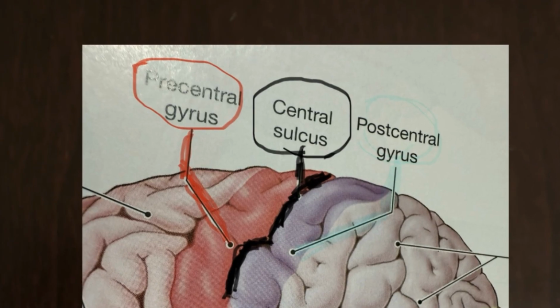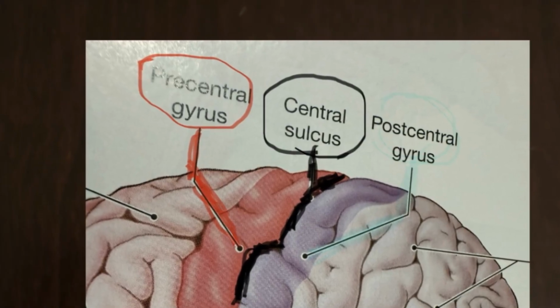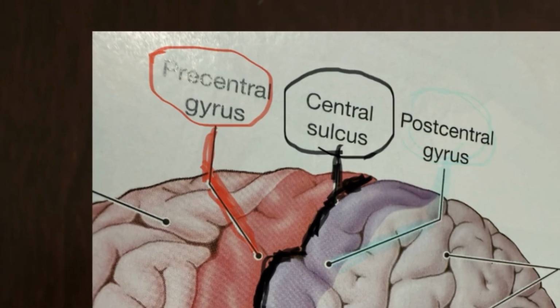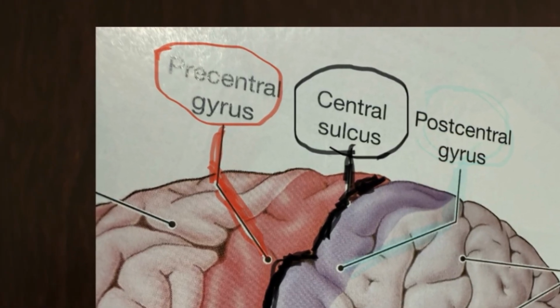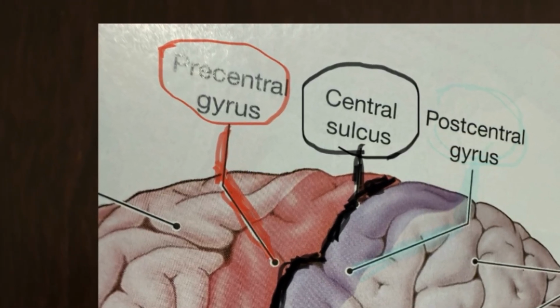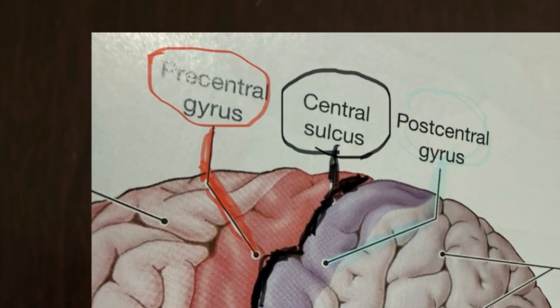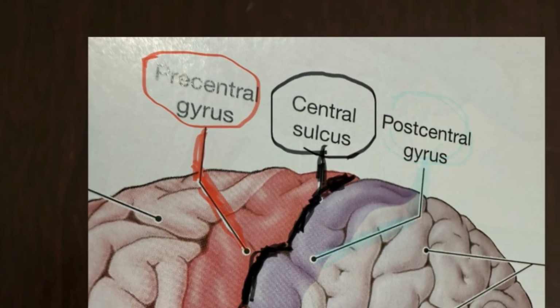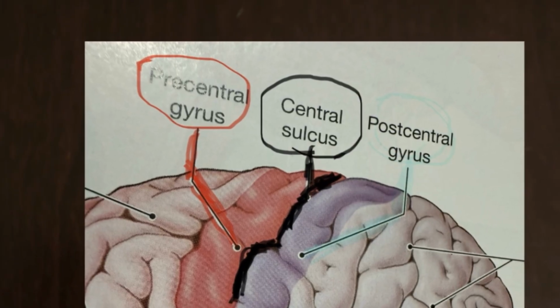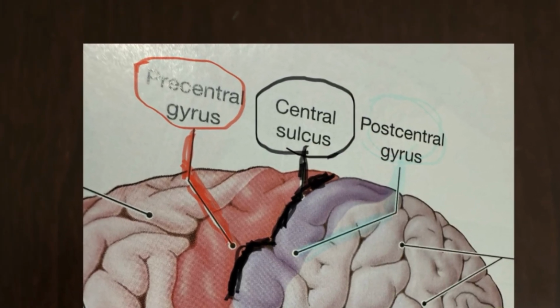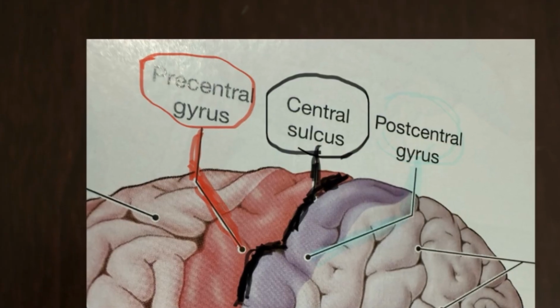The precentral and postcentral gyri are two ridges in the cerebral cortex that are separated by the central sulcus. The central sulcus, also known as the sulcus of Rolando, is one of the largest sulci present in the brain. It is located between the frontal and parietal lobes. Apart from being the boundary between the two lobes, the precentral gyrus is the motor cortex, responsible for controlling voluntary movement on the opposite side of the body.